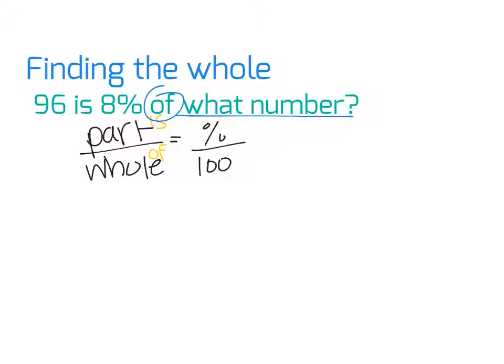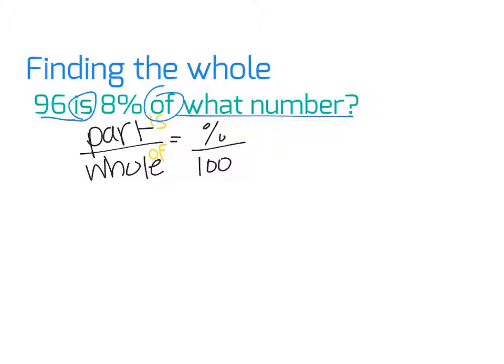So I don't know what the whole is. I don't know what the 100% is in this case. But I know 96 is, and the "is" can come before or after. The "of" can also come before or after the number. 96 is going to represent that part.